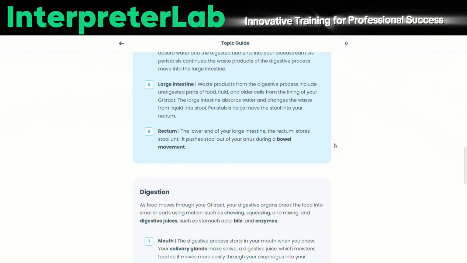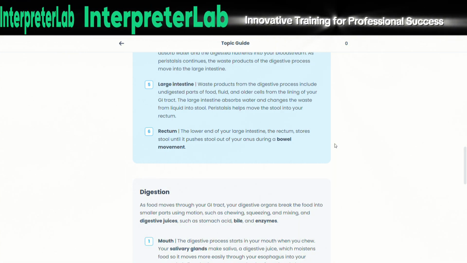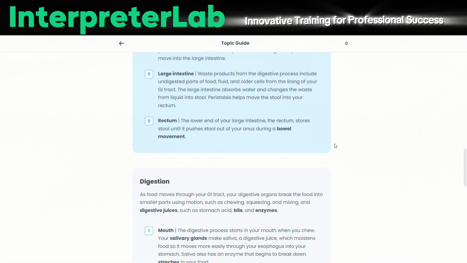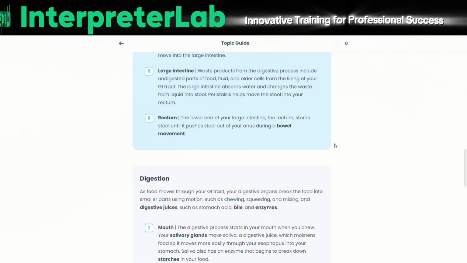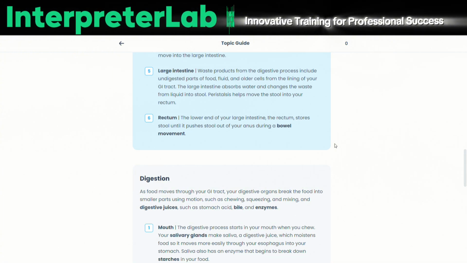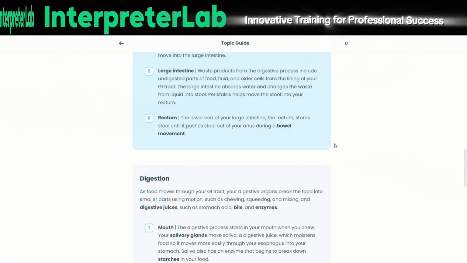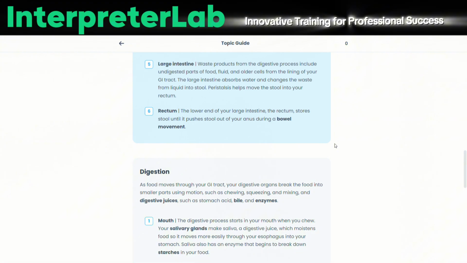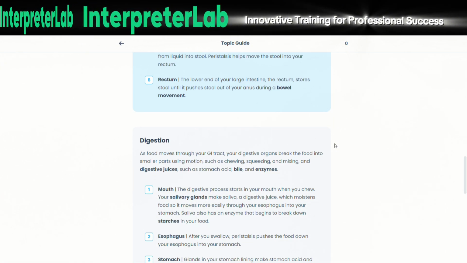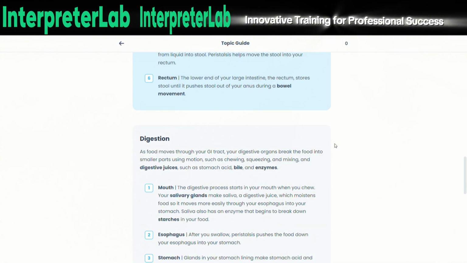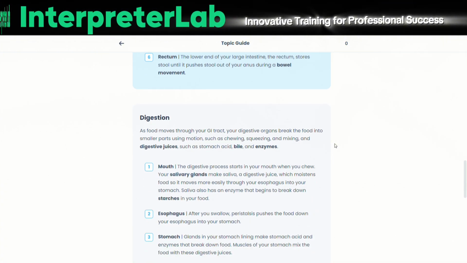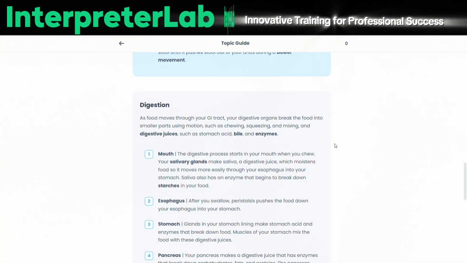Large intestine. Waste products from the digestive process include undigested parts of food, fluid, and older cells from the lining of your GI tract. The large intestine absorbs water and changes the waste from liquid into stool. Peristalsis helps move the stool into your rectum. Rectum. The lower end of your large intestine. The rectum stores stool until it pushes stool out of your anus during a bowel movement.